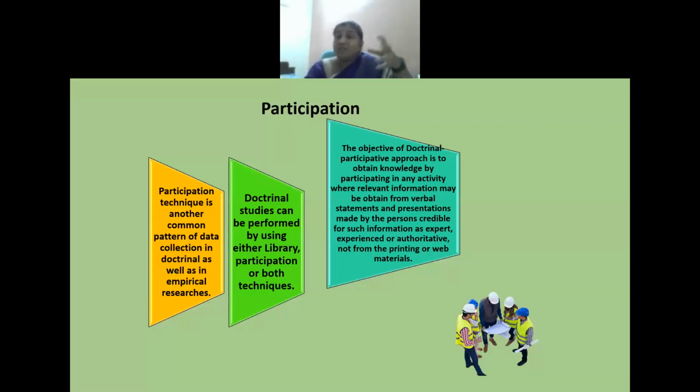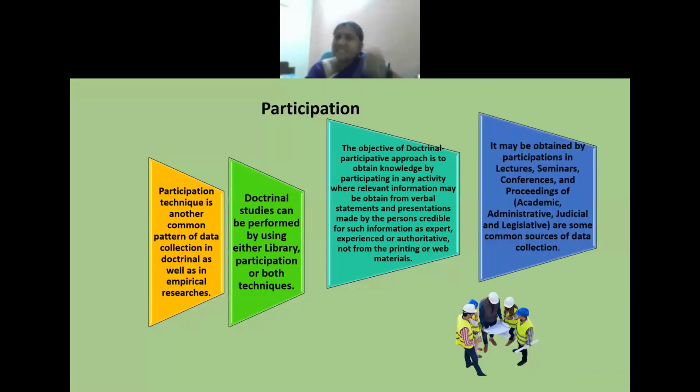And we have beautiful courses today, design certificate courses, or symposiums are conducted. Some refresher courses specific to a topic are being conducted. Many things are happening. So that is participation. The researcher can sit there and participate in lectures, seminars, conferences, proceedings, academic and administrative judicial decisions. These are also common sources of data collection, even for a doctrinal study. This is actually for both, empirical also, but for doctrinal also, to write down the interpretations, how it is happening, participation is also a tool.